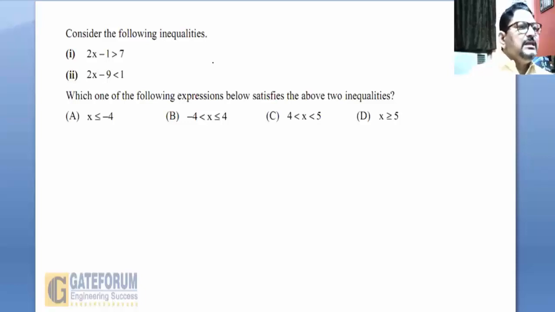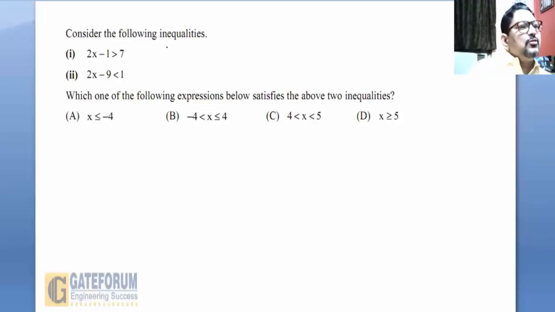Consider the following inequalities. 2x minus 1 is greater than 7 and 2x minus 9 is less than 1. Which of the following expressions below satisfies the above two inequalities? Let us do them. Let us take the first one.